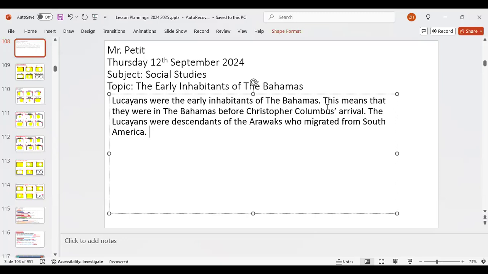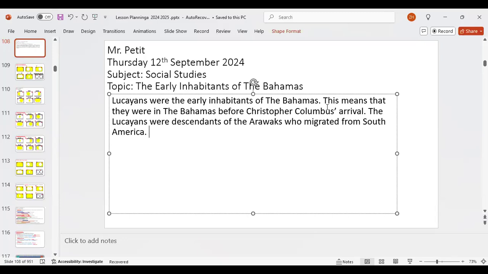So according to the history books, the Arawaks came from South America for some reason, and they migrated using their canoes and whatever, eventually settling on the Bahamas. Eventually they got to the Bahamas, and their descendants are the Lucayans.